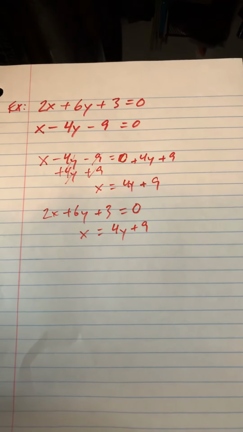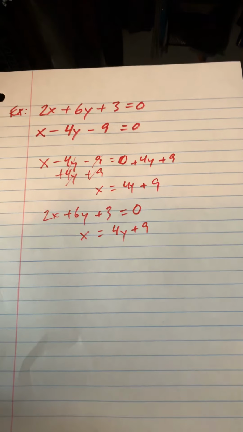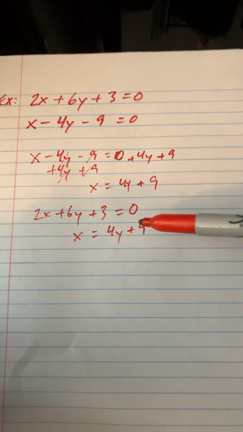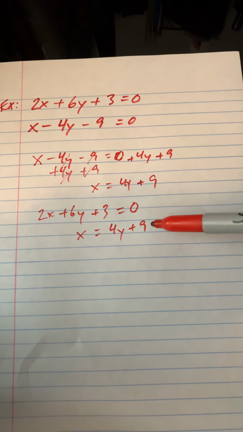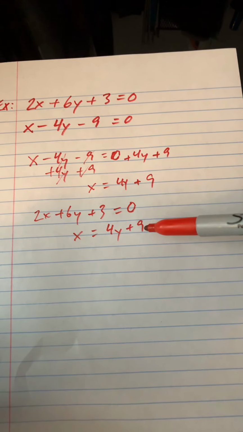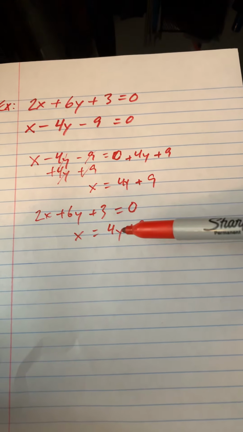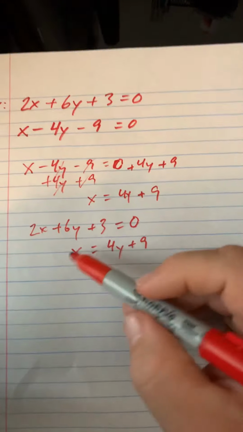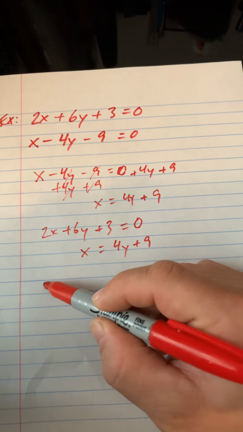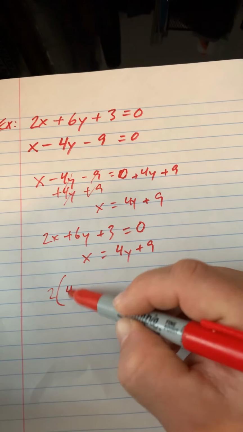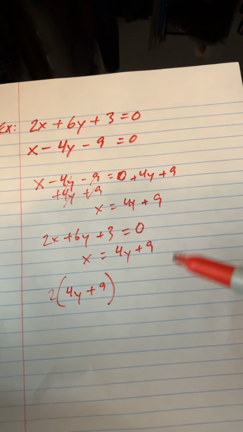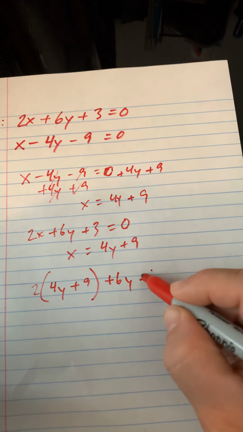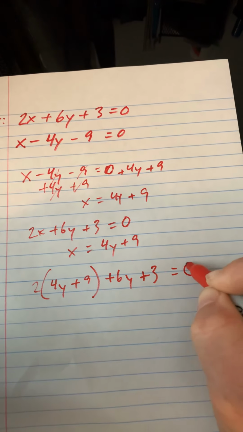Okay, so now we're kind of back to where we were, right? See if you can think this through for a second. What should be our next step? Yes, we're going to take this right here and plug it in for x, because it says x equals 4y plus 9. So we're going to plug that in. I'm going to rewrite the top equation. We're going to take 2 times (4y plus 9), plus 6y plus 3 equals 0.